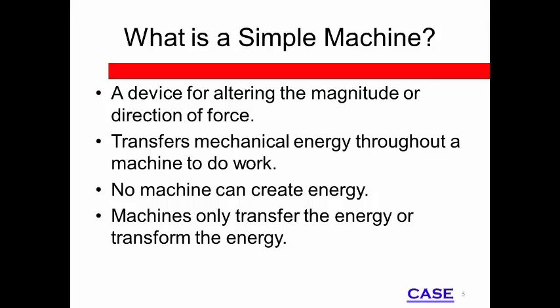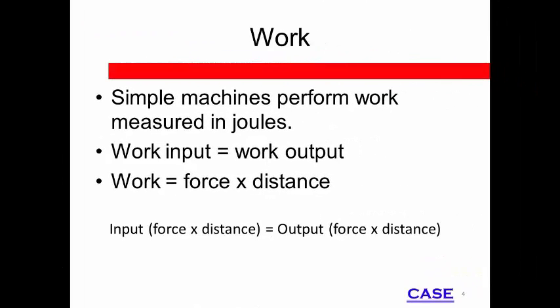Simple machines change a force's magnitude, direction, placement, form, or magnification. Simple machines perform work. The work put into a machine is equal to the work output of the machine because work is equal to the force times the distance. The force times the distance of the input side of the machine is equal to the force times the distance of the output side of the machine.